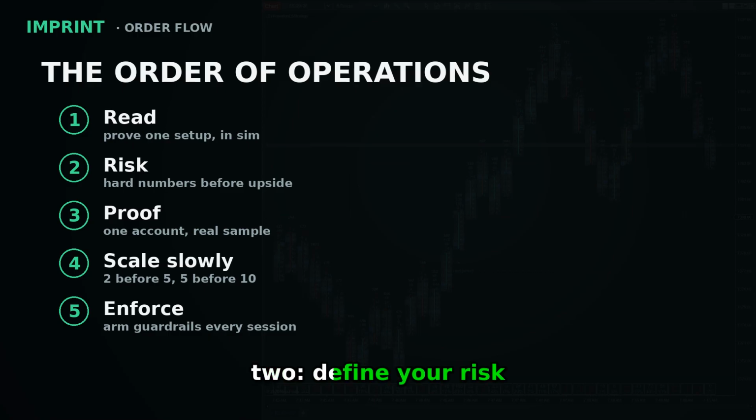Step 2. Define your risk before your upside. Risk per trade, daily loss limit, max contracts. What happens after one loss? After two? When you feel tilted? If you can't state those numbers, you're not ready to scale. Step 3. Prove the process on one account over a real sample, not one good morning. Step 4. Add accounts slowly, 2 before 5, 5 before 10, and feel how correlated risk behaves. Step 5. Arm the guardrails before every session, not after you're in trouble, because the worst version of you should never decide when to stop.